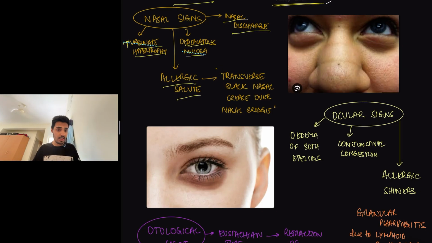What is allergic salute? Basically, because of the continuous nasal discharge, the itching and the irritation, the patient keeps rubbing their nose upwards like this. This leads to a black transverse crease. As you can see, hyperpigmented transverse crease on the nose, known as allergic salute. So, 4 nasal signs: allergic salute, edematous mucosa, turbinate hypertrophy, serous nasal discharge.